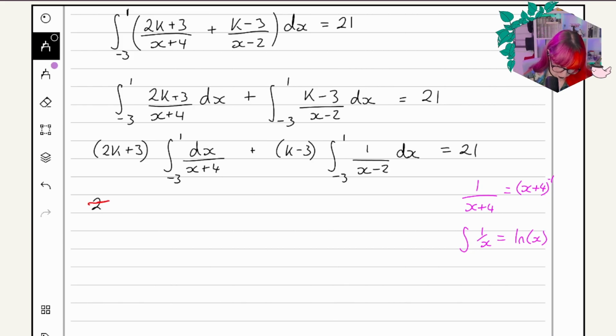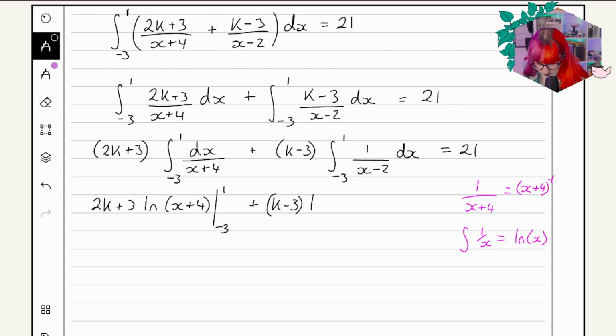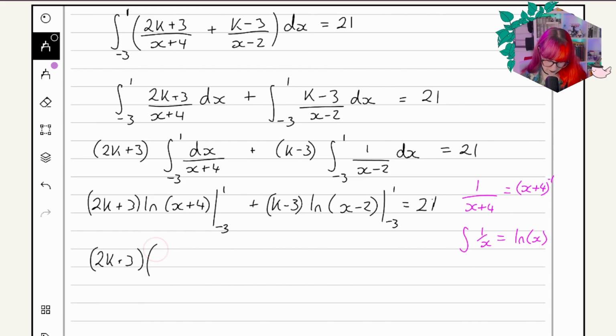So that tells me that we get 2k plus 3 log of x plus 4 evaluated between minus 3 and 1. And k minus 3 log x minus 2 evaluated at minus 3 and 1. Again, we're equals to 21. So we get 2k plus 3, and I should have put brackets there. So we get log, evaluating this between 1 and minus 3, is doing ln of 1 plus 4 minus ln of minus 3 plus 4. So you take the difference between the two.